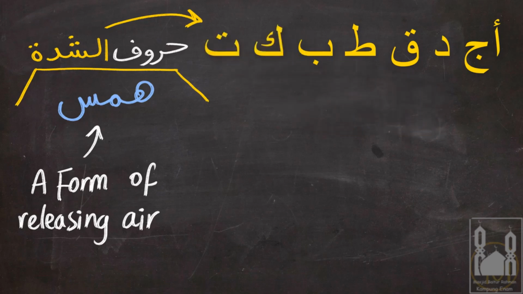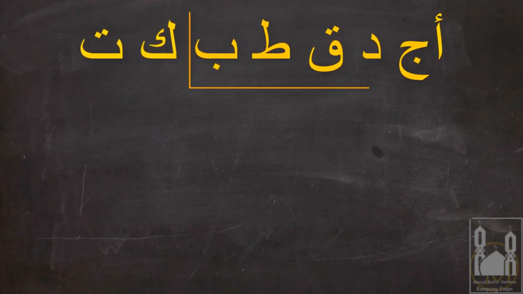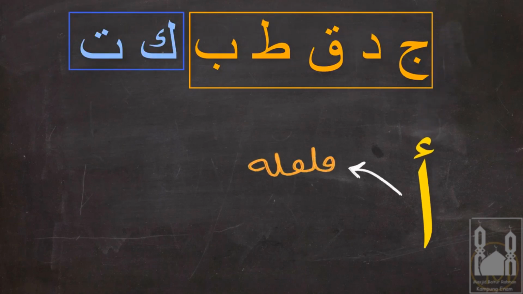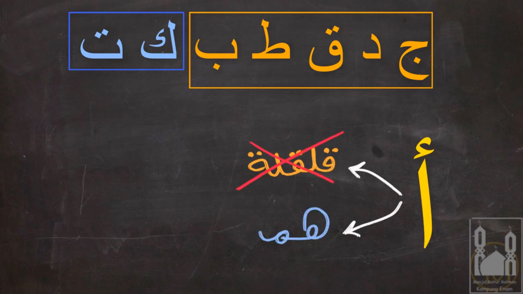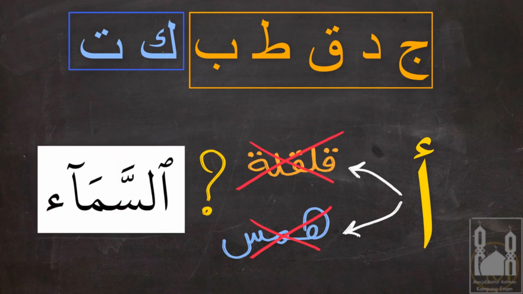But now you might be thinking, so Arabs had qalqala for these letters and hams for those. Then why aren't we allowed to have qalqala or even hams for hamza? It has the same characteristic, so it should have one of these two. Why can't we say يأتي or السماء?